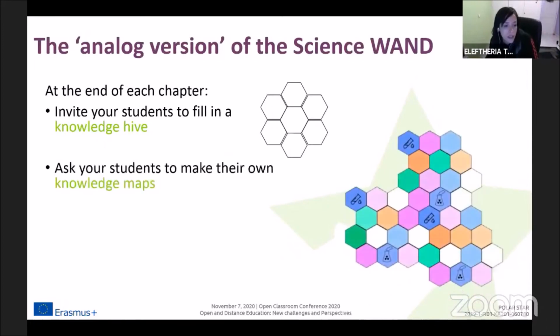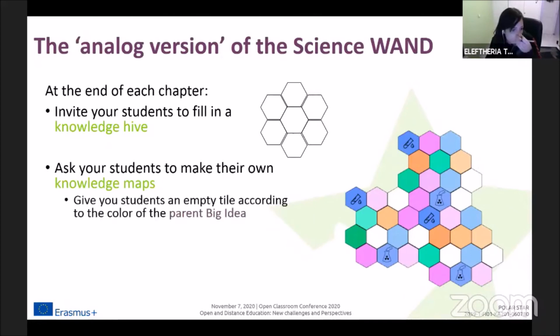The second thing is to design their own knowledge maps. So what we are doing here essentially is every time you end a chapter, you give a little hexagon to your students. The hexagon tile is going to have the color of a parent idea. So, I don't know if I'm going to do this now. I'm going to stop sharing for a minute because I have it here, so I want you to see it.